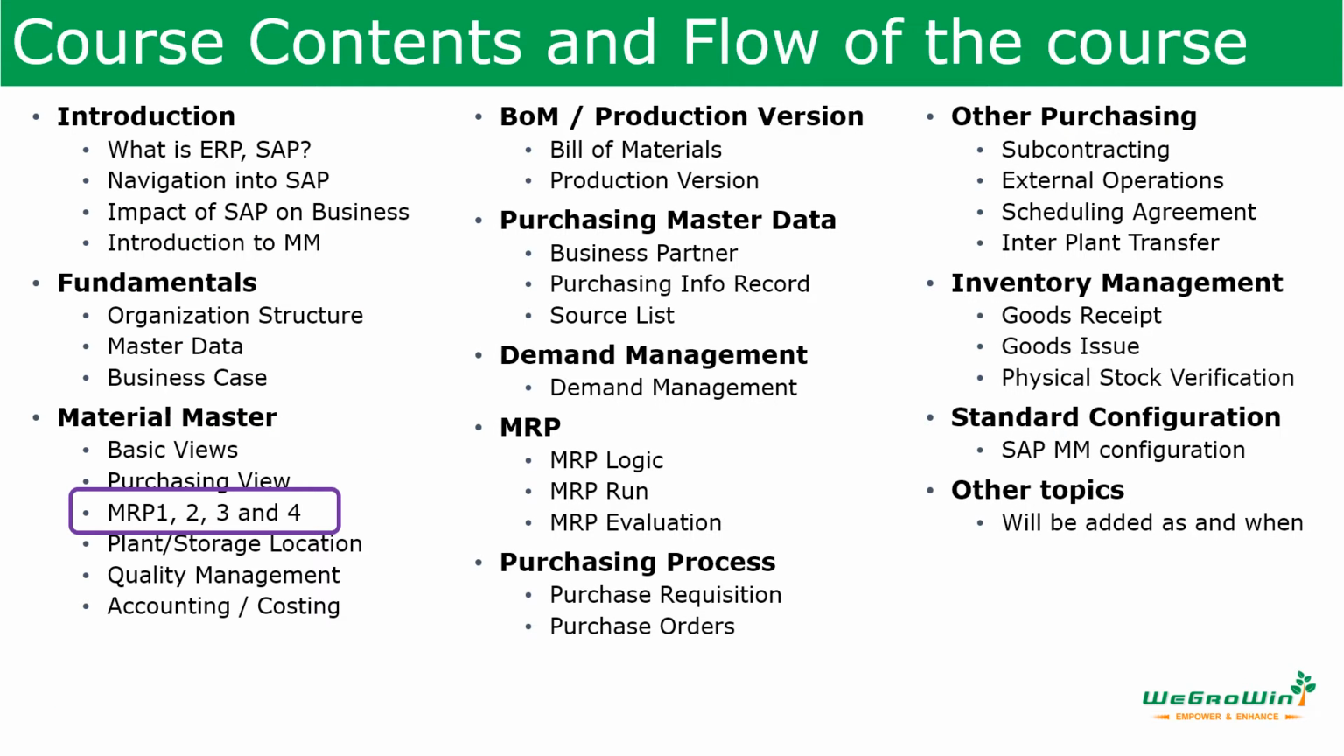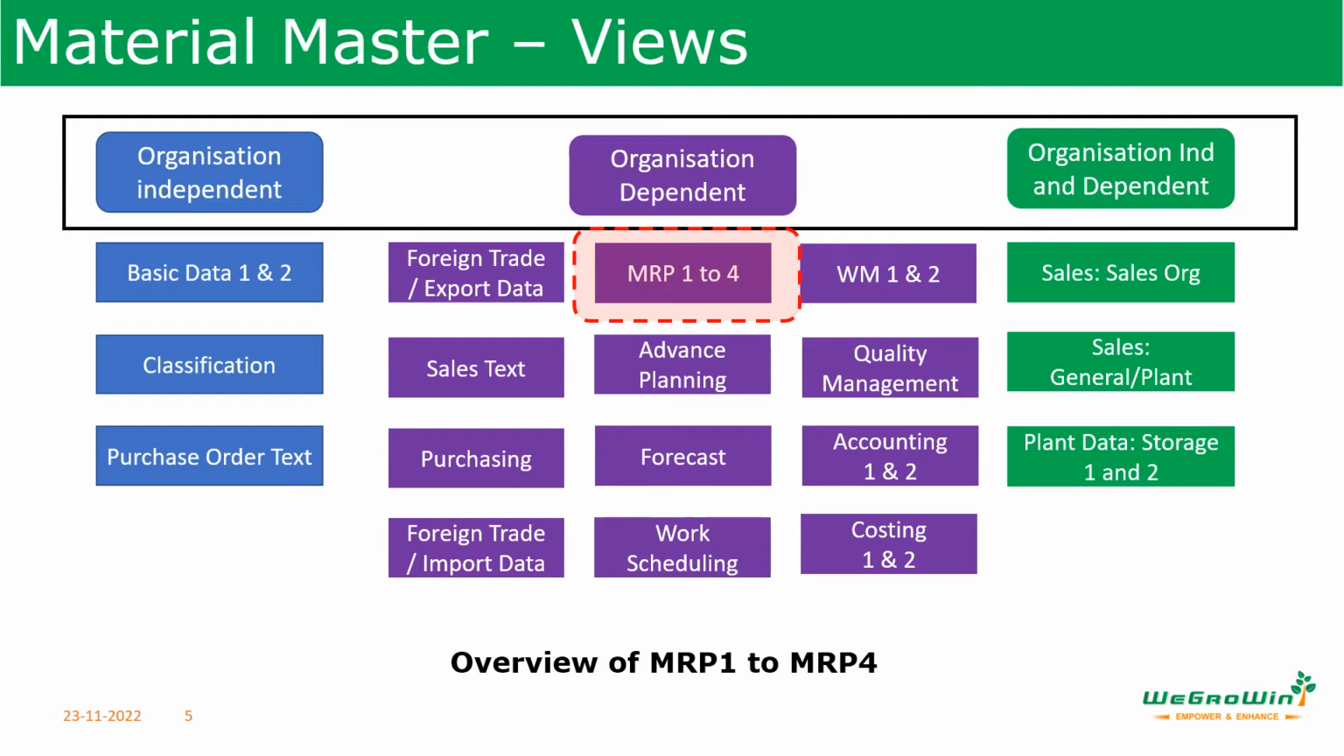After discussing various parameters in basic views and purchasing view, we are going to discuss the basic concepts of MRP views. So MRP has 4 views, MRP1, 2, 3, 4. These are all plant dependent, that is organization dependent. So the parameters we define in these MRP views are plant dependent parameters. In this session, we will discuss an overview of these 4 views and some specific fields.